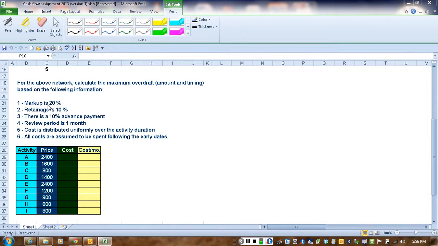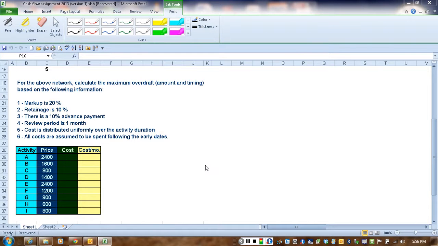So here we have the markup is 20%. The markup components include site overheads, head office overheads, cost of finance, permits, insurance, surety, premiums, risk contingency, and last but not least, your profit. So all of that forms 20% that's added to your cost to get your price. So what we have here on this slide, we have the price for the different activities. Therefore, by dividing that by 1.2 or multiplying by 0.8, we can get the cost for each activity.